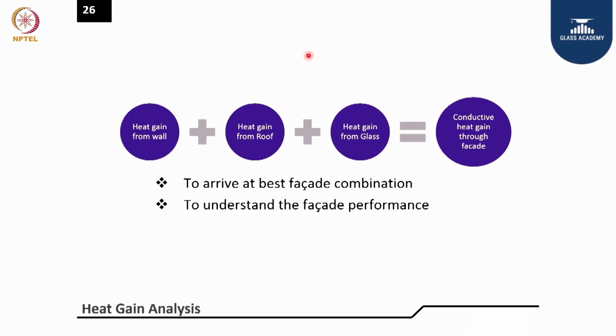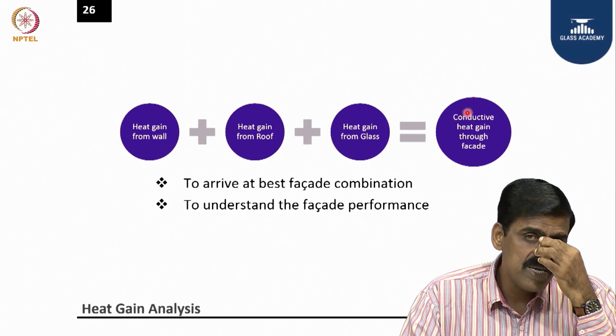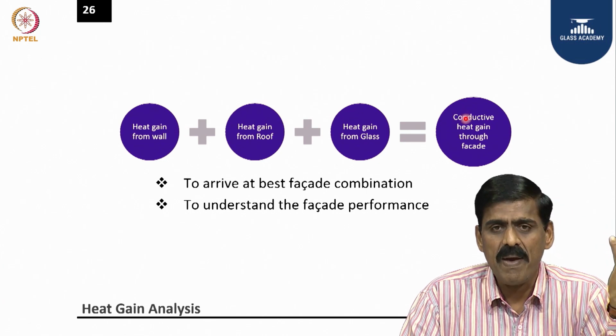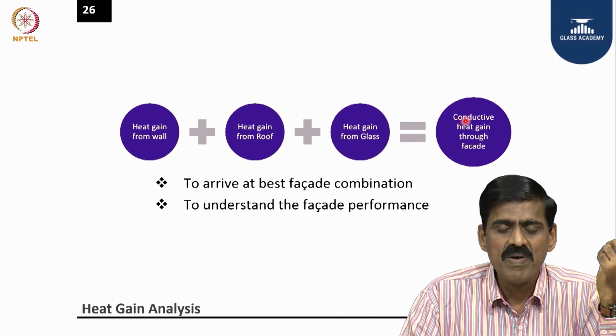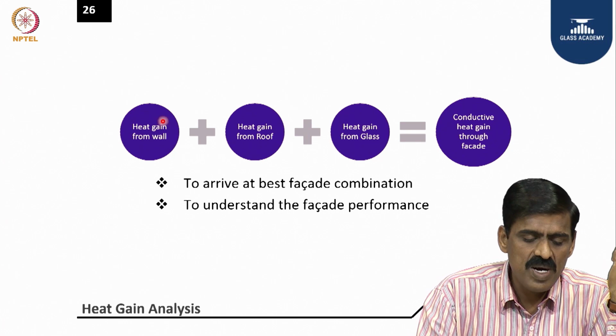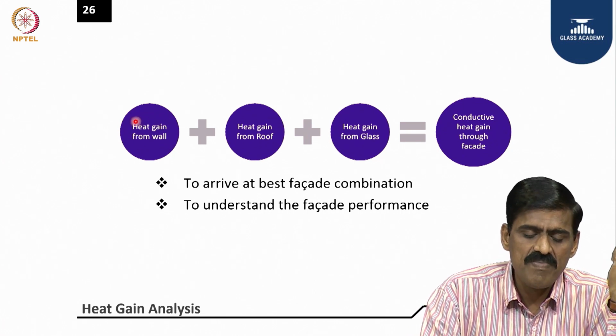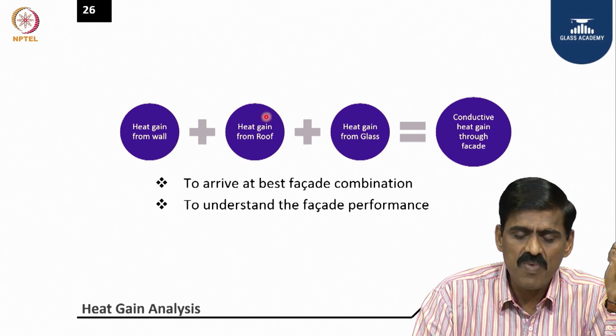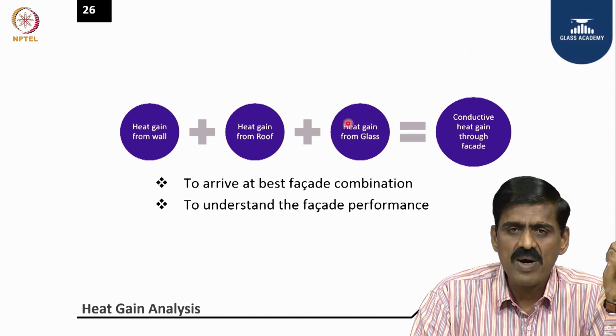So basically, to look at it overall, when you look at conductive heat gain, if you want to estimate how this facade is performing for me, how much is the heat gain from this facade, first you start with heat gain from the wall, plus heat gain from the roof, then heat gain from glass.